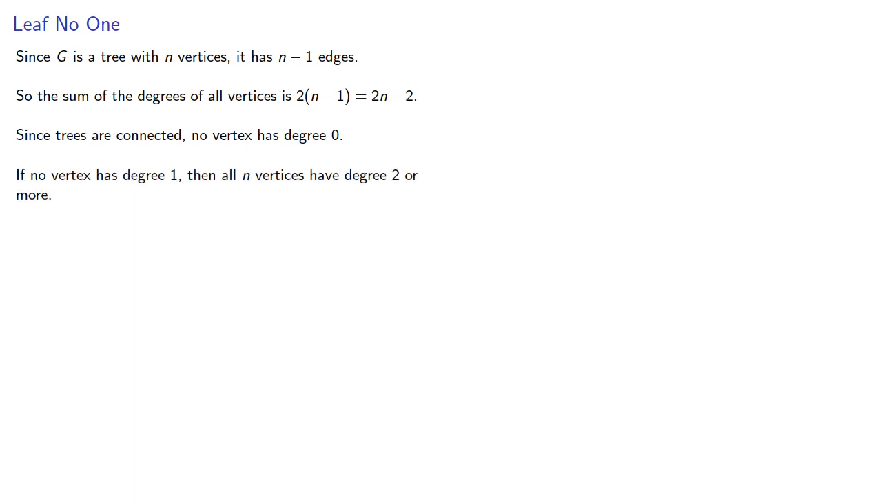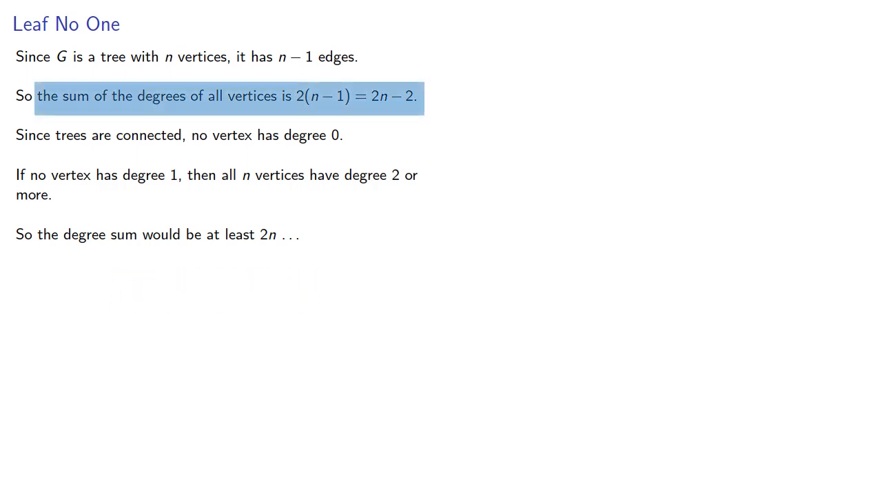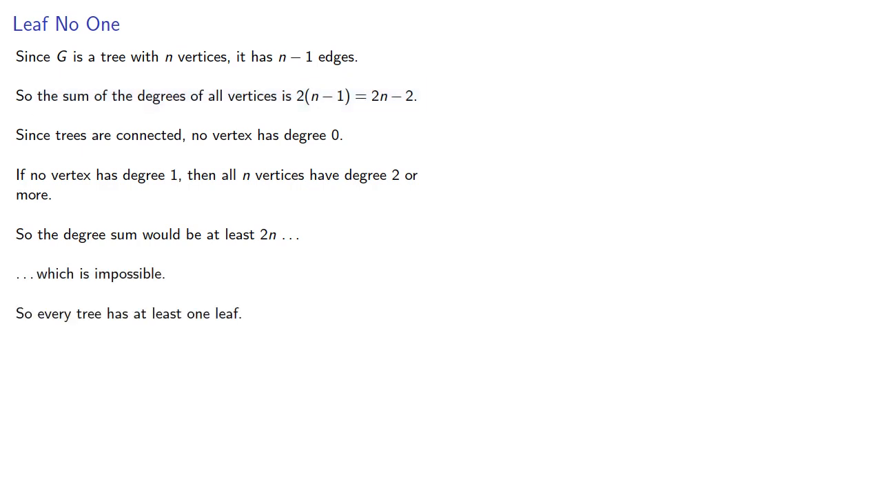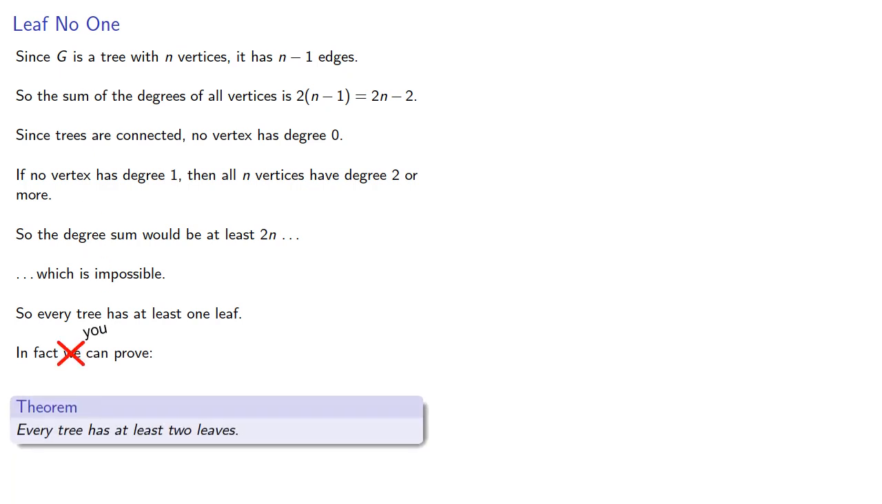If no vertex has degree 1, then all n vertices have degree 2 or more, so the degree sum would be at least 2n, which is impossible. So every tree has at least one leaf. In fact, we can prove, well, actually, you can prove, every tree has at least two leaves.